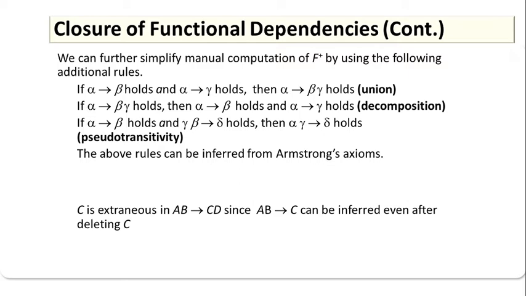Then if alpha determines beta holds and gamma beta determines delta holds, then alpha gamma determines delta holds. That is pseudo transitivity. These rules can be inferred from the Armstrong axioms. For example, C is extraneous in AB determines CD, since AB determines C can be inferred even after deleting the C.